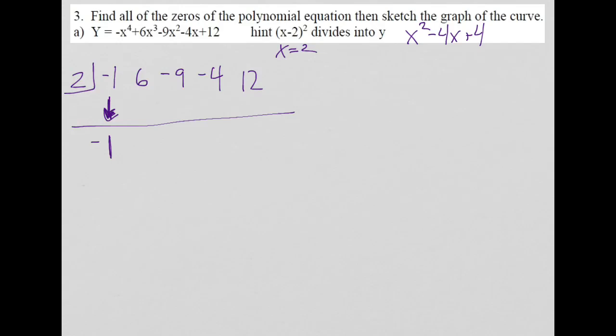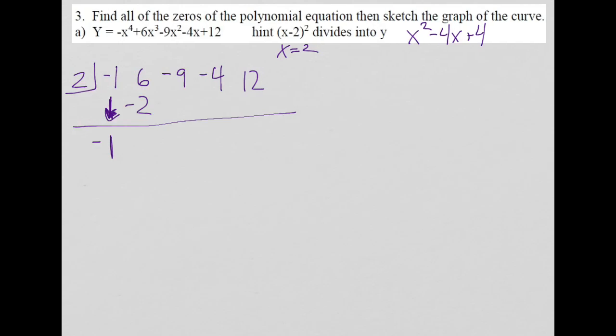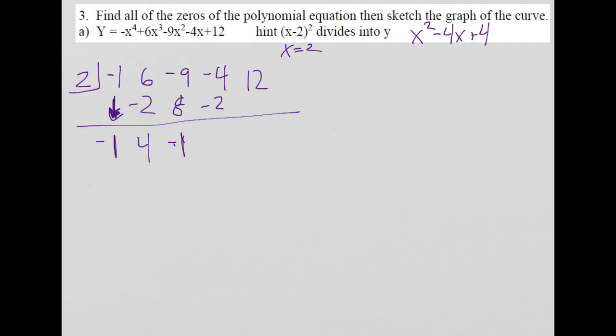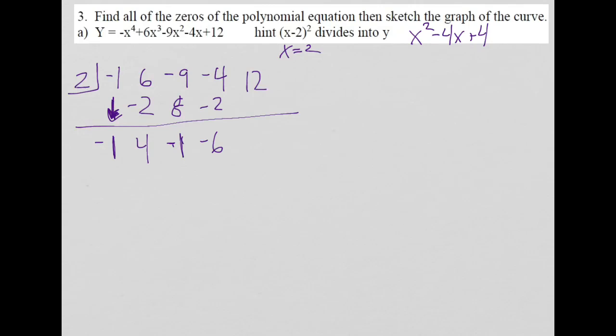Now we multiply 2 times negative 1 to get negative 2, and then we add. So we're multiplying diagonally and we're adding vertically. So 6 plus negative 2 is 4, 2 times 4 is 8, and I'm going to stop saying the things I'm doing because I'm just doing them. Actually, it kind of helps me to say them. Negative 4 minus 2 is negative 6, and then I know I'm in business because 2 times negative 6 is negative 12, so I get a 0 for my remainder.